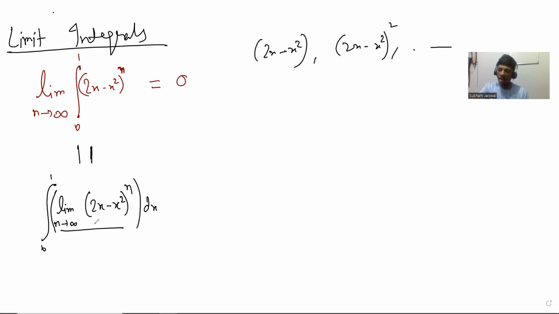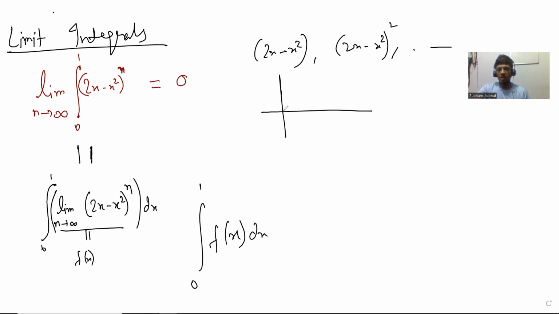But then for every x between 0 and 1, what is the limit? It is 0, right? So this function that you get, accepting the value 1 itself, is a function f(x) which we want to integrate. But what is this function f(x)? It is just this function, which is 0, and then at 1 it is 1.